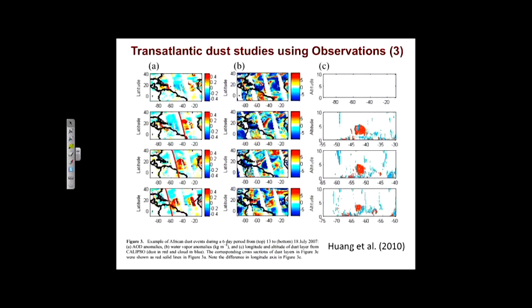And this is the CALIOP vertical distribution. So you can see the location moves to 40, 50, 60, transport to the west. And you can see the vertical height of the dust layer.